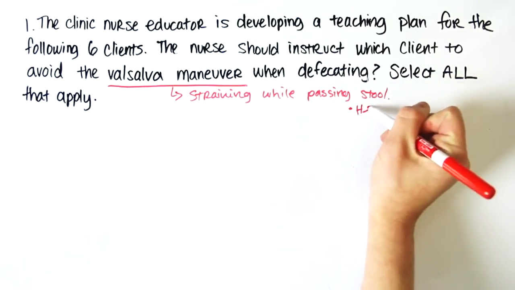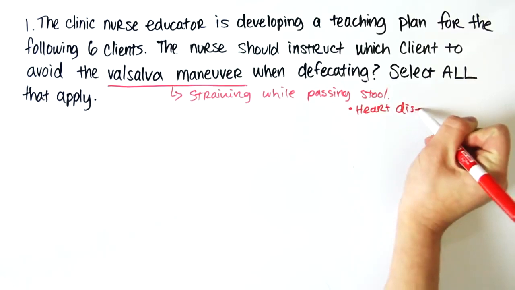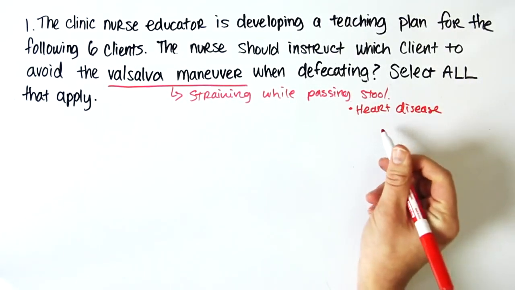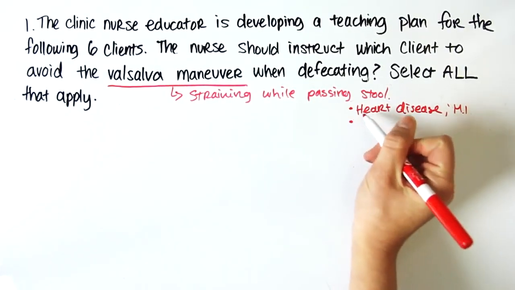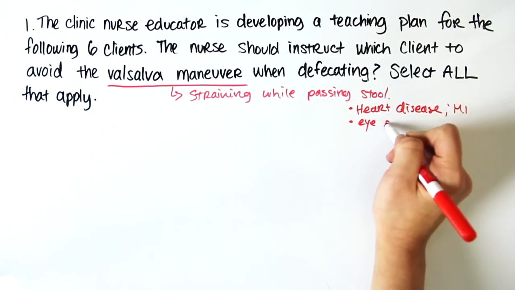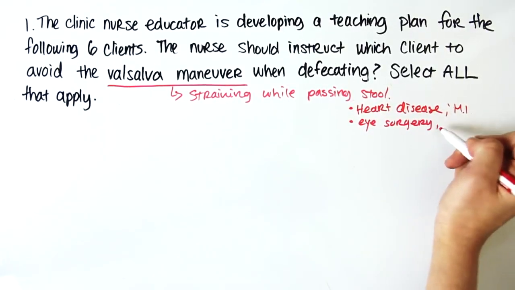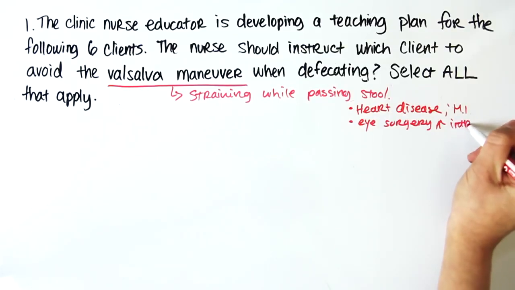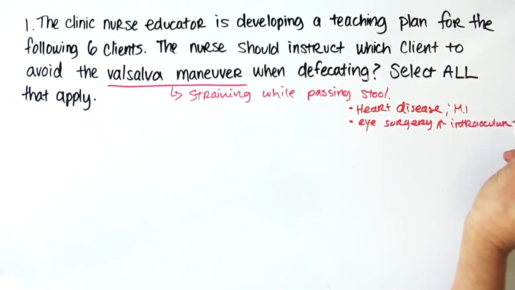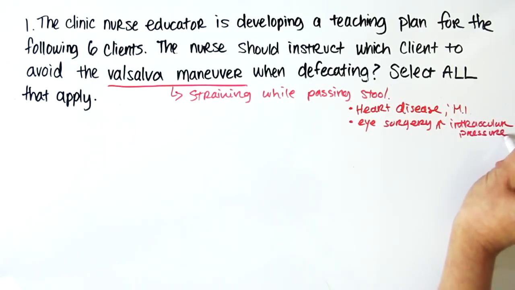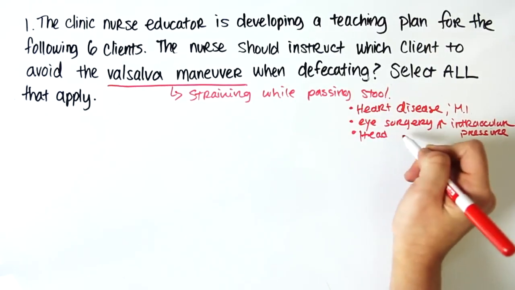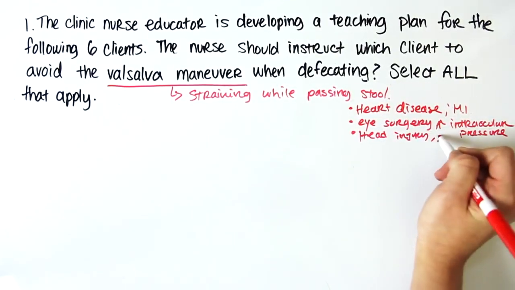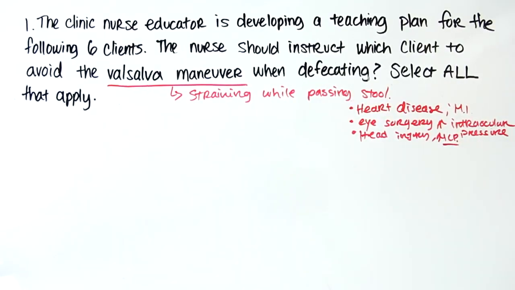What do I know? Heart disease? Patients with heart disease possibly, maybe like patients who are post-MI, right? Maybe recent eye surgery because that would increase intraocular pressure. And what else? Patients who have a head injury, because it will increase ICP, intracranial pressure. So that's a pretty good list to start off with, okay?